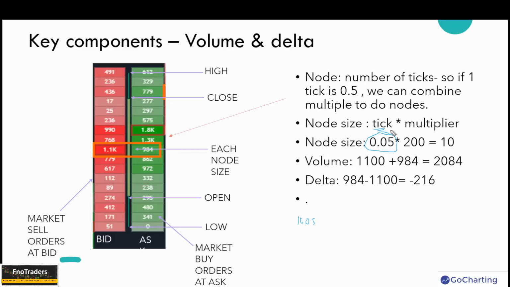When you know the node size, there is a setting for a multiplier in the order flow settings. If I use a multiplier of 200, then 0.05 times 200 gives 10, so 10 becomes my node size. That means 10 price points in a candle are captured as one node. So what does this one node do? It sums up all the buys and sells within the 10 points. So that is how it does it.